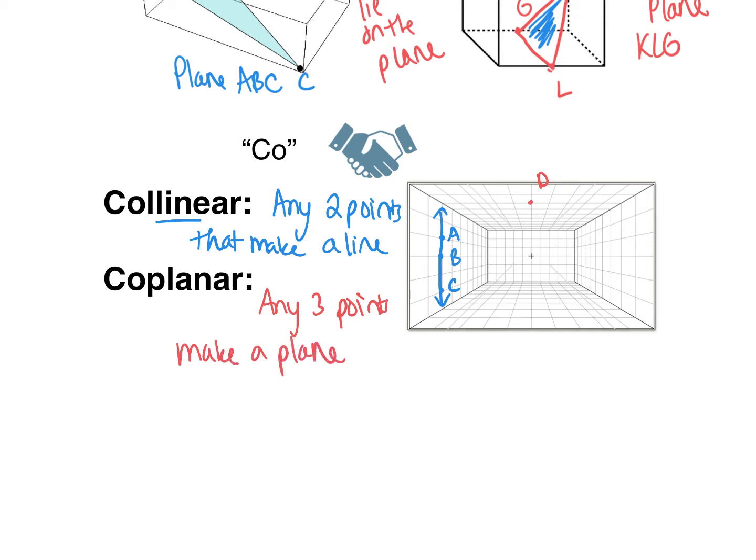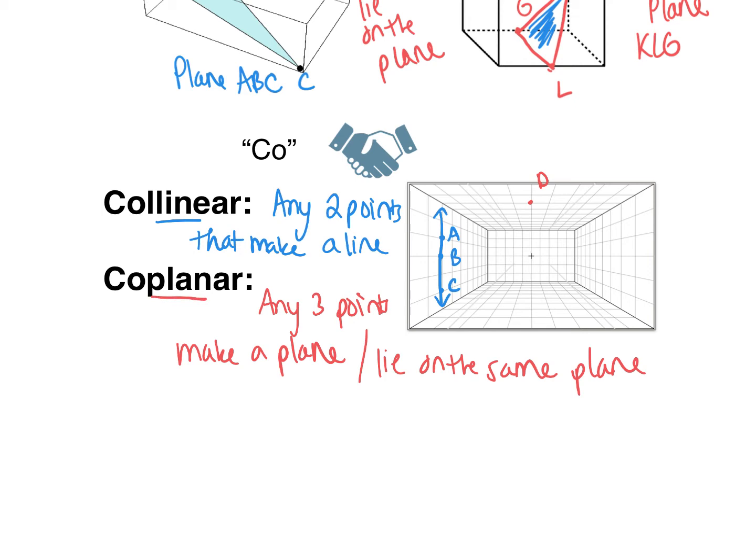Sometimes a plane can be labeled with 4 points, though. In order for something to be coplanar, they have to lie on the same plane. And in order for something to be collinear, they have to lie on the same line. So we've got coplanar and collinear.